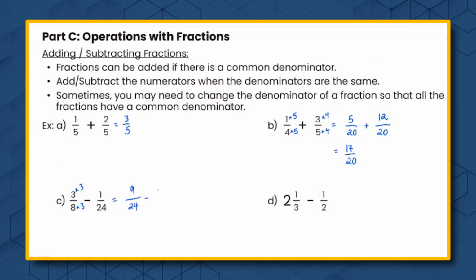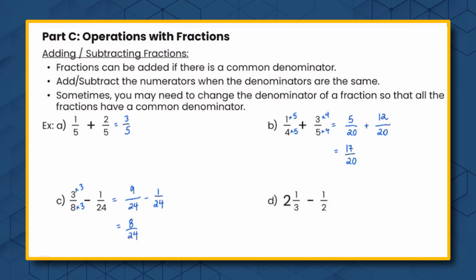And now I'm going to subtract the fraction 1 over 24. I don't need to do anything here because the denominator is already 24. And what this gives me is 8 over 24. Now take a good close look at this fraction. I want you to ask yourselves, is this in its most simple form?